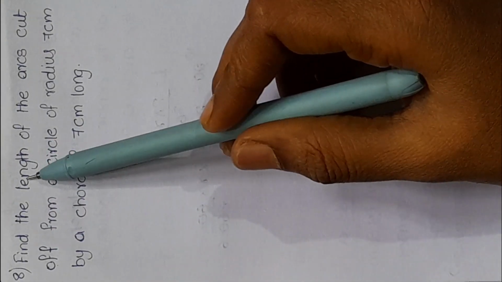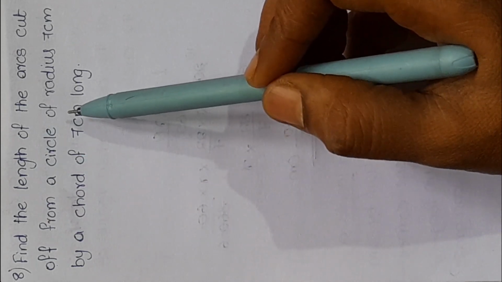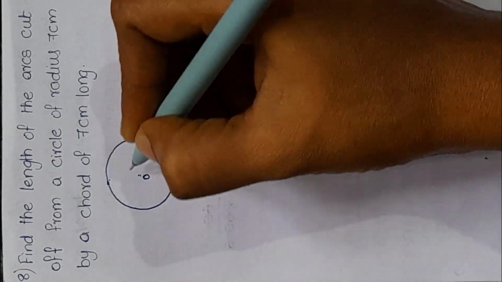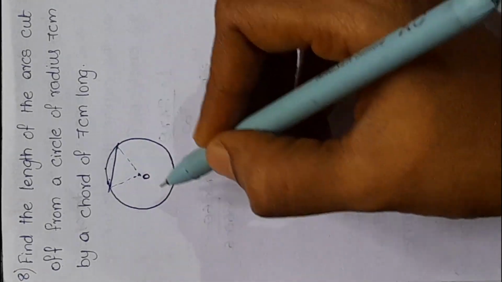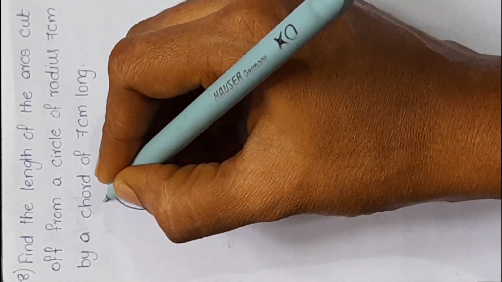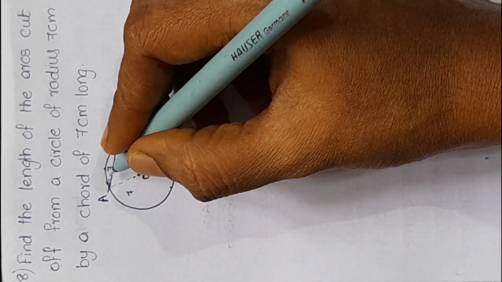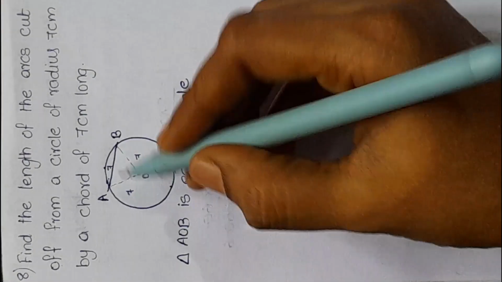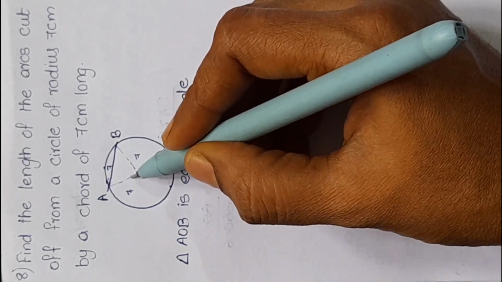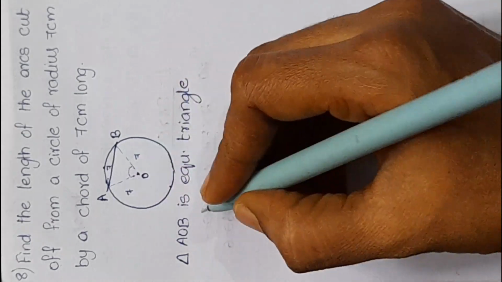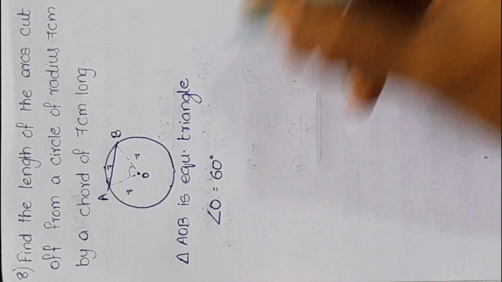Question number 8. Find the length of arcs cut off from a circle of radius 7 cm by a chord of 7 cm long. Now let us consider a circle of center O of radius 7 cm. A chord is drawn here. Now this chord divides the circle into two arcs, the smaller one and the bigger one. 7 cm, 7 cm and 7 cm. This becomes an equilateral triangle. AOB is the equilateral triangle. The sum of angles in a triangle should be 180 degrees. In an equilateral triangle, all the sides are equal and also all the angles are equal. So angle O becomes 60 degrees.